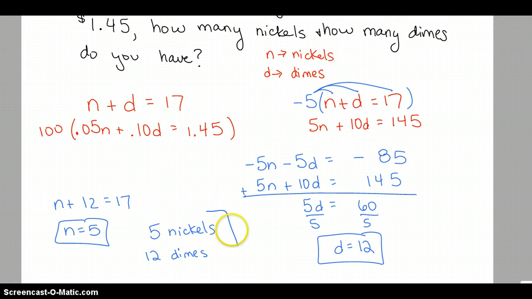And if you're not sure if you got the right answer or not, you can always figure out how much 12 dimes and 5 nickels would cost, and you should get $1.45. So that's how you do a coin problem. That's it. Good luck.